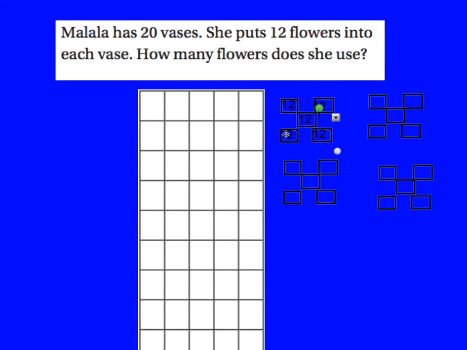Now, if you were struggling with this problem and you didn't know what to do, even though it might take a little bit to make their 20 vases, I definitely would draw a picture. Now, if it said 100 vases, then drawing a picture wouldn't really help.